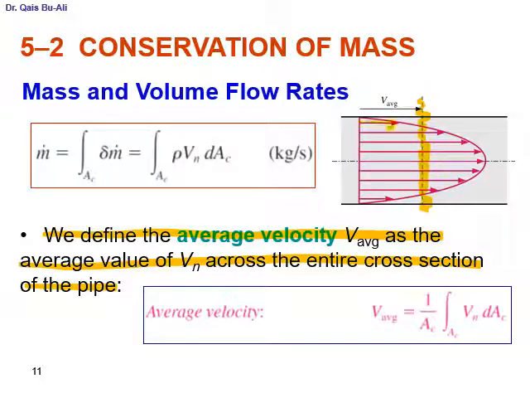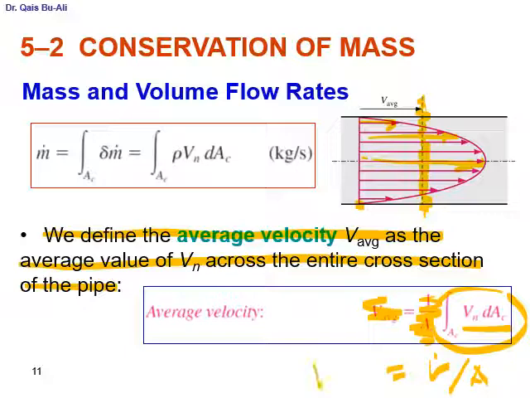So this is Vn here, this is Vn here, this is Vn there. Vn is 0 here, and Vn is maximum at the center. I will take the average of all the Vn's that I have and define it as such. So V average is equal to 1 over Ac times the integral of Vn dAc. Vn times dAc is the volumetric flow rate, and Ac is area. So if you divide volumetric flow rate by area, this will give you V average. I have this average velocity because the normal velocity is changing from one point to the other.